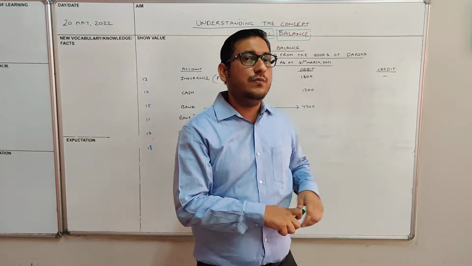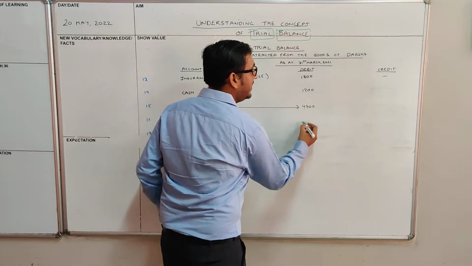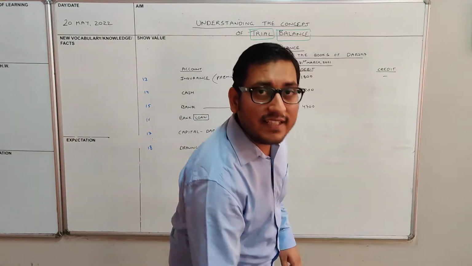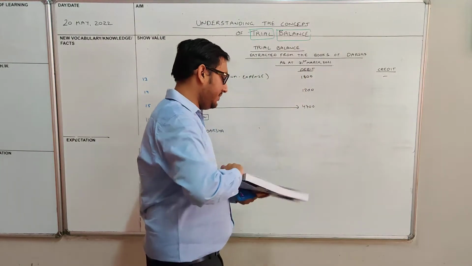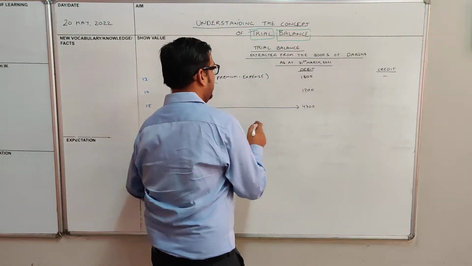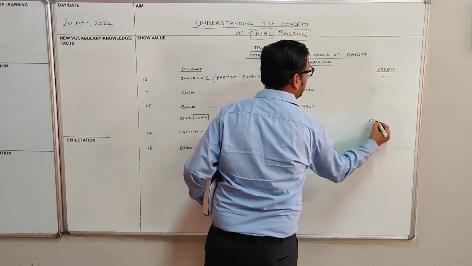So bank loan, we will write on which side? It will come under the credit side. What is the amount of the bank loan? Bank loan is 12,000.